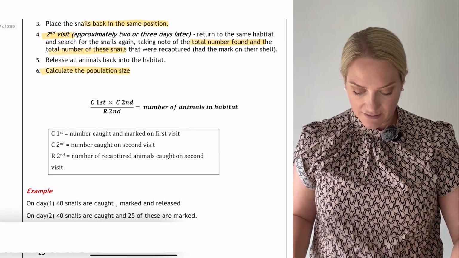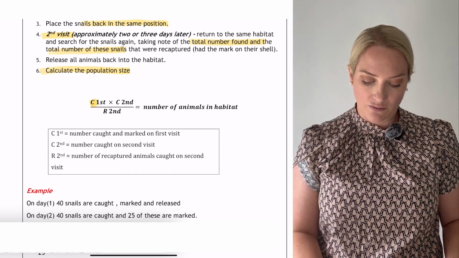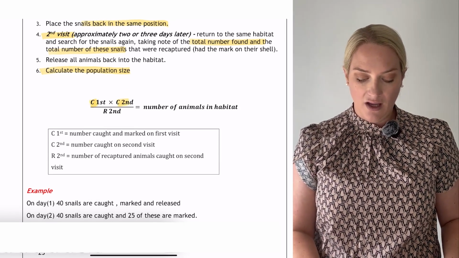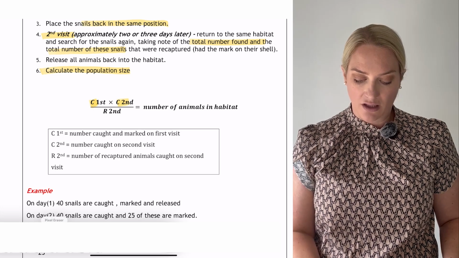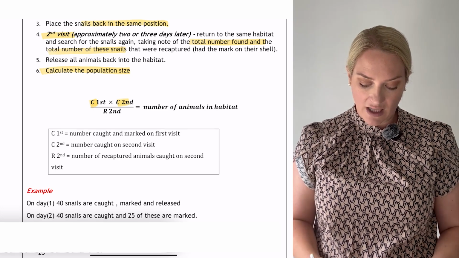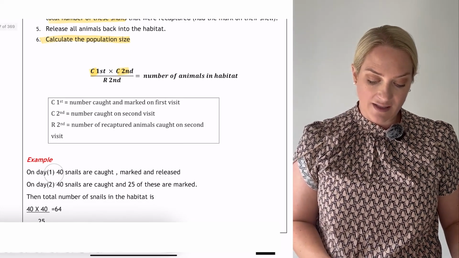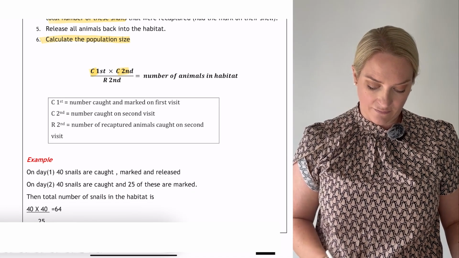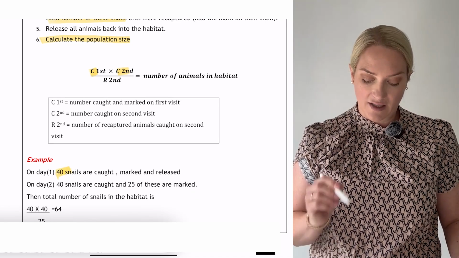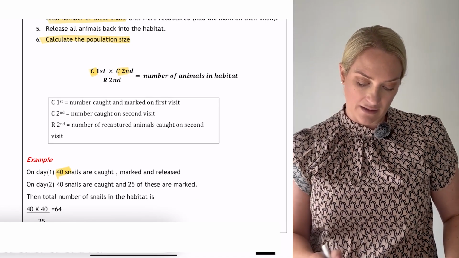Okay, so then we're going to calculate out the population size. So to do that, I have there capture 1 by capture 2. So capture 1 is the number caught and marked on the first day. So I have an example here. On the first day, for example, I caught 40. And of the 40 snails, I put Tipex on each of their backs.